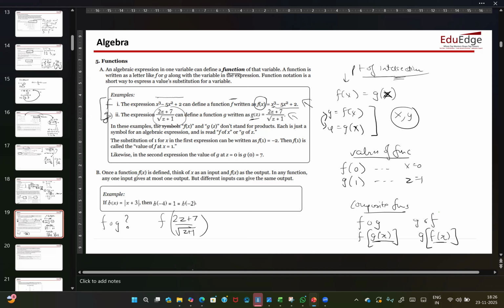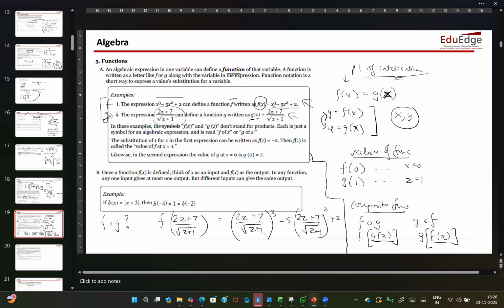So it'll be 2 times x cube minus 5x square plus 2, plus 7, upon root of this thing. So basically, I'm substituting the value of f of x into z of the second part. And if it's the other way around, then I will substitute g of x in the first equation. It looks like this, right? Correct?